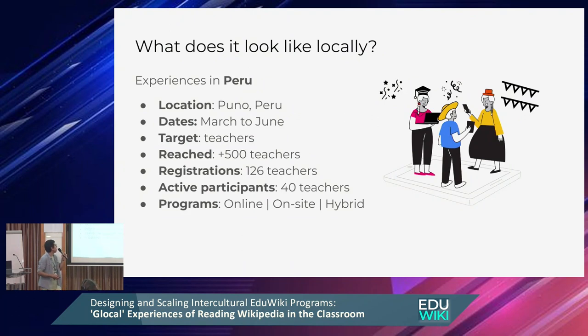Okay, so in Peru, we focus on a specific region called Puno, and we decided to run the implementation of the program, not the planning, between March and June. The target was secondary school teachers. We reached more than 500 teachers, and we had a registration of 126 teachers. Active participants are 40 teachers, and the program is online, on-site, and hybrid as well.